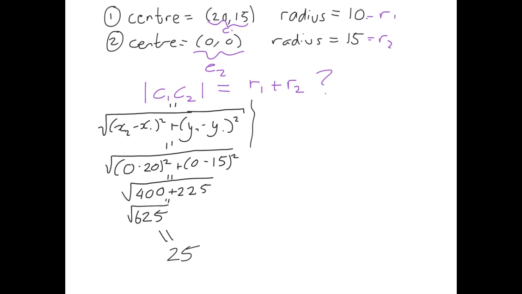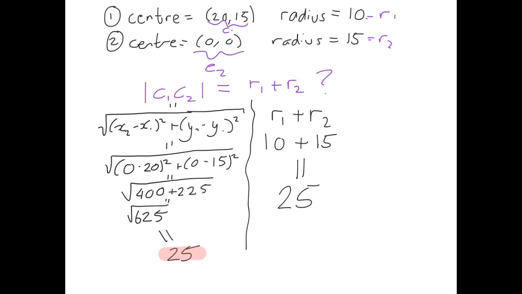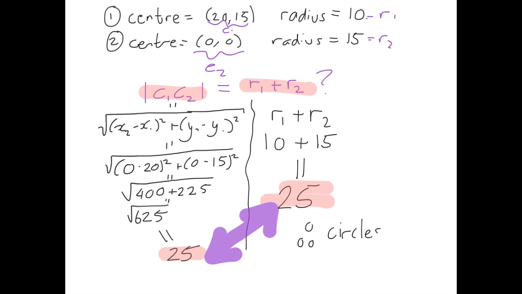Next, we look at R1 plus R2. R1 is 10 plus R2 is 15, which is equal to 25. And if we look, the distance between our centres, C1 and C2, is 25, and the sum of the radii is 25. Since we have these two values being the same, therefore the circles are touching externally.